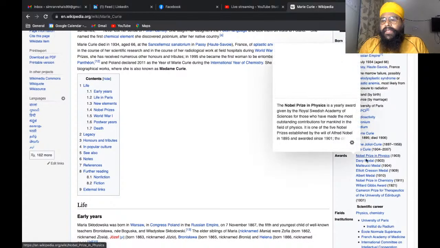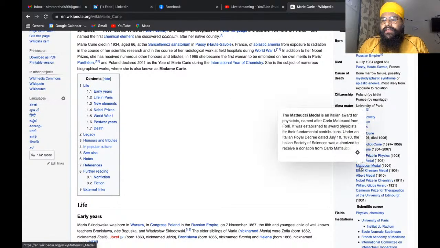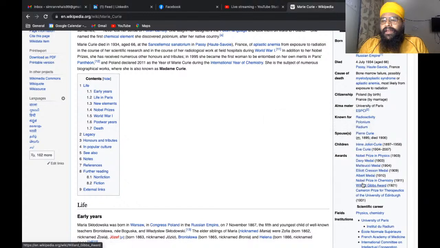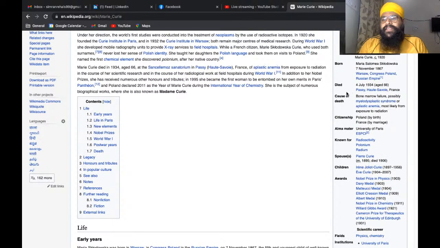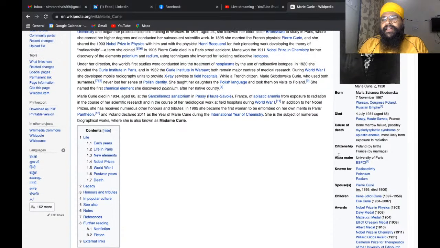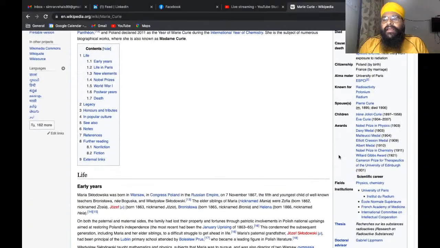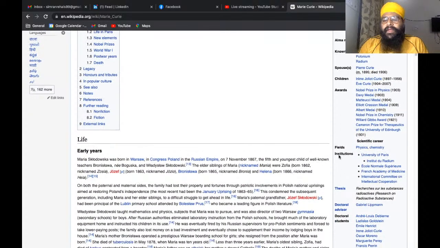They got the Nobel Prize in Physics, the Davy Medal, so many prizes, the Albert Medal, the Nobel Prize in Chemistry, the Nobel Prize in Physics, the Willard Gibbs Award. Oh my God! Within 66 years of age, within the science, they were here to do something remarkable, something remarkable.